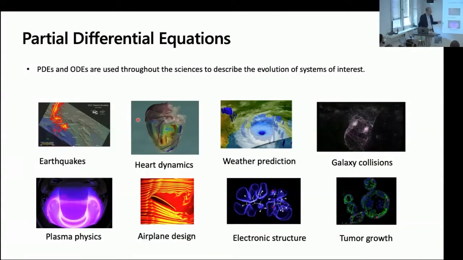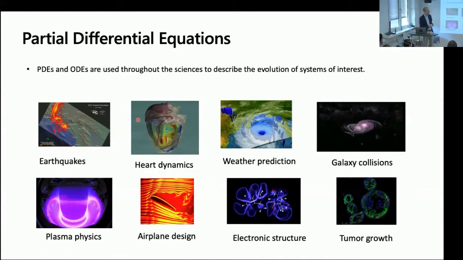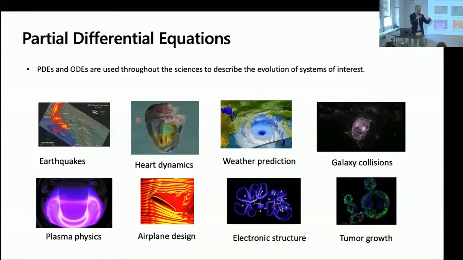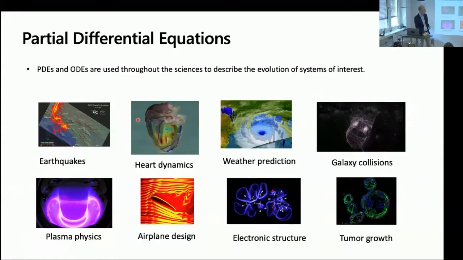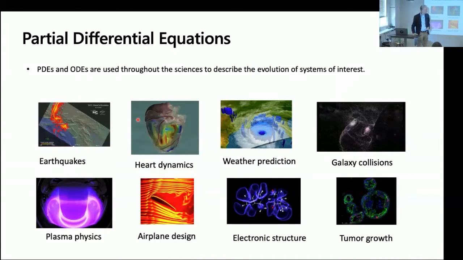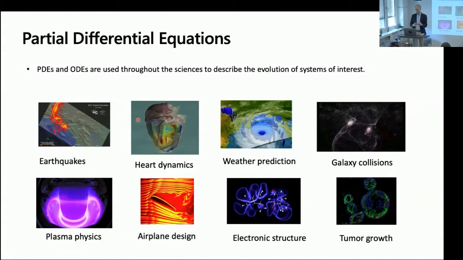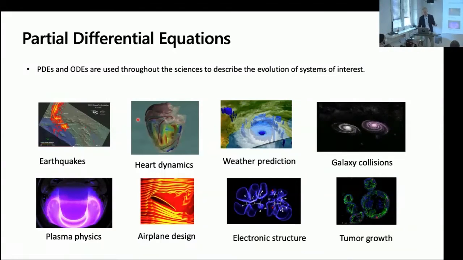Airplane design, like hydrodynamics. Recently, a paper by DeepMind also on electronic structure, right? Where it's basically the Schrödinger equation that you're trying to solve to figure out what quantum mechanics is doing. It's really an NP hard problem to solve, but you can approximate it. And then you can see the electron cloud move around a molecule. And also in health, trying to monitor how tumors grow.